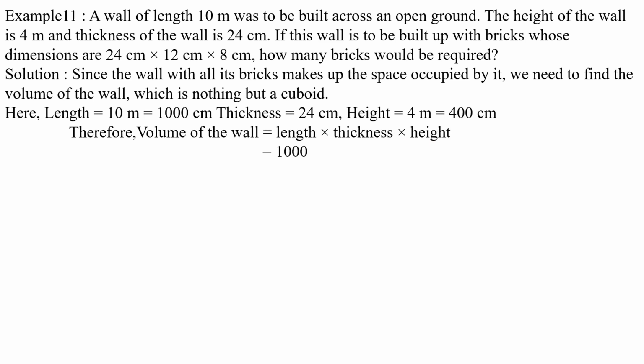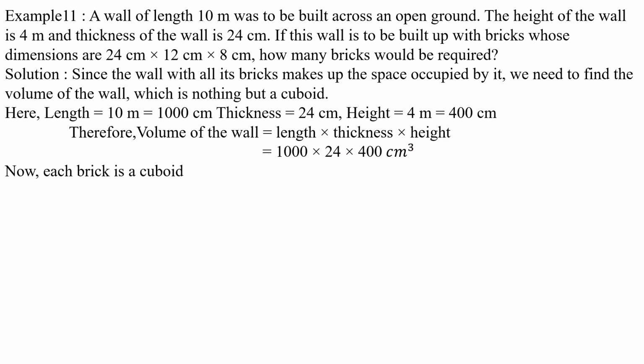Right. That is equal to 1000 into 24 into 400 centimeter cube. Because here length of the wall is 1000 centimeters and the thickness of the wall is 24 centimeters and the height of the wall is 400 centimeters. We substituted these three values in this formula. Understood this step, my children? We wrote at the last of this step measurement of the volume of a cuboid. Okay, my children? Understood this step? Right.